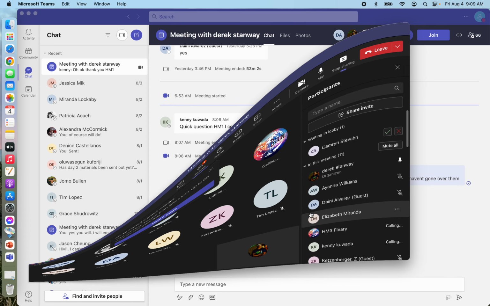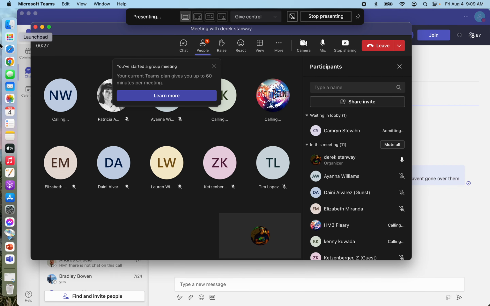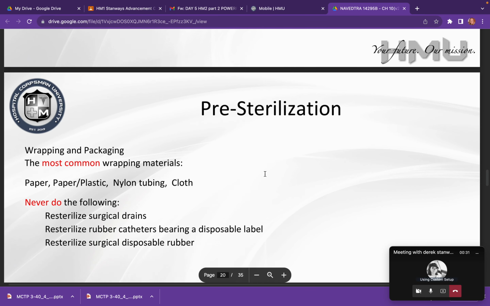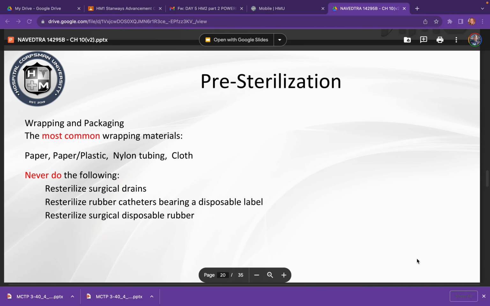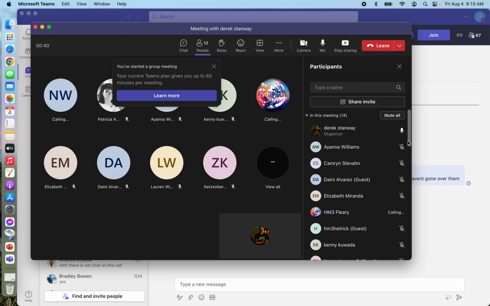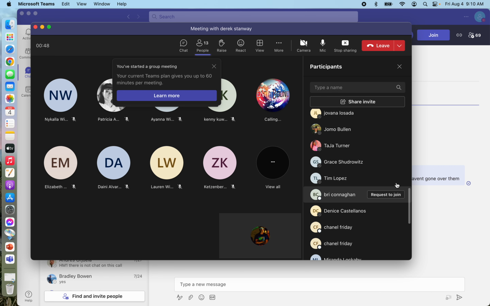Pre-sterilization, wrapping and packaging. The most common wrapping materials are paper, plastic, nylon tubing, and cloth. And never do the following: never re-sterilize surgical drains, never re-sterilize rubber catheters bearing a disposable label, and never re-sterilize surgical disposable rubber. Obviously, we never want to re-sterilize rubber. Heat makes rubber melt and breaks down the integrity.